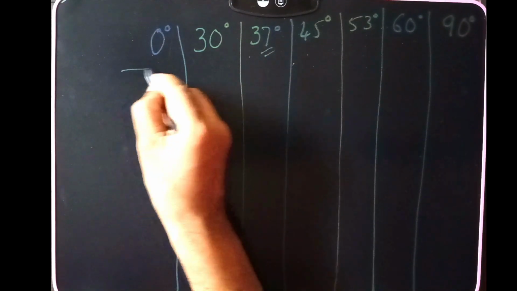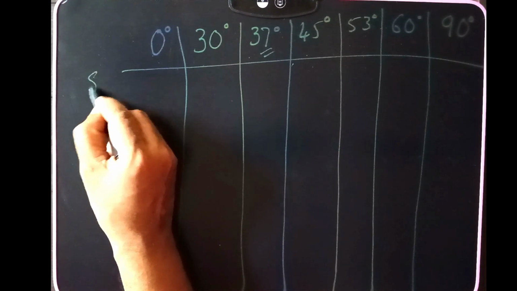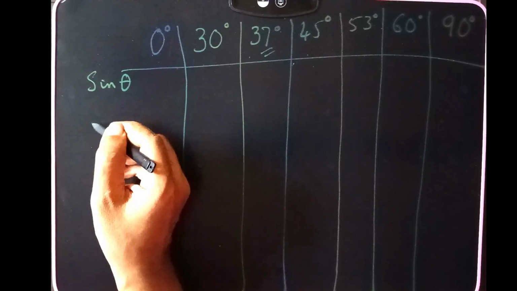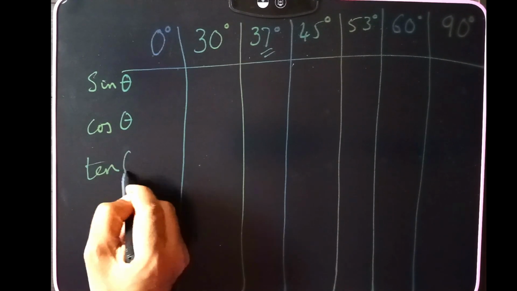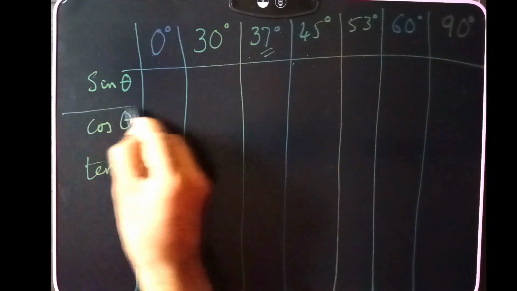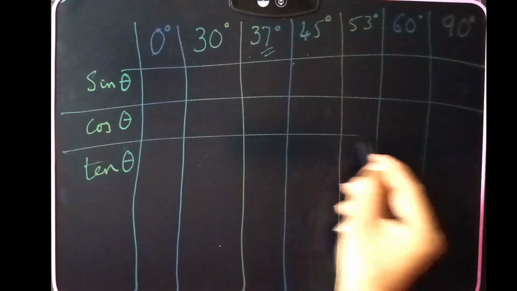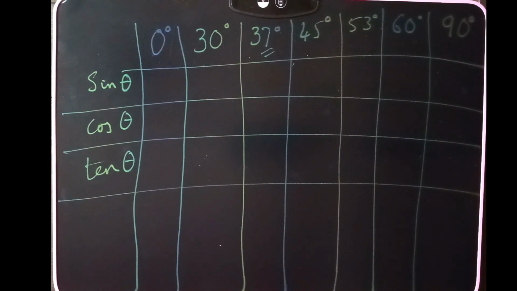I'll take till 90. Okay, then you have sine theta, cos theta, and tan theta. Okay, this is 0 degree. This is sine, tan, and cos. These are the values which you must remember, and this is an easy way to remember. If you know sine, you will know cos and tan as well.